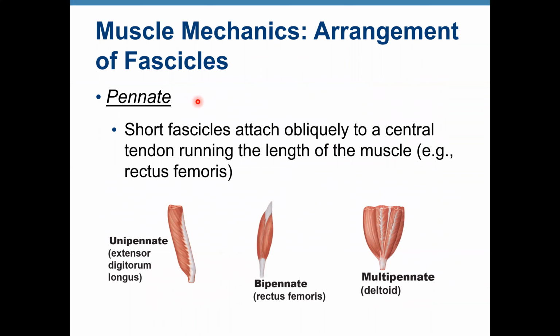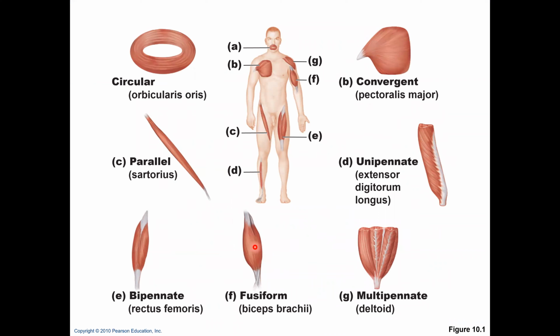Muscle can be pinnate, and pinnate muscles have short fascicles that attach obliquely to a central tendon running the length of the muscle. Pinnate muscles can be unipinnate, for example, extensor digitorum longus. It can be bipinnate, that's rectus femoris, or multipinnate, for example, deltoid muscle. So here we can see all these different arrangements of the fascicles.